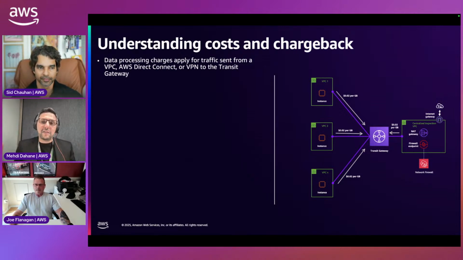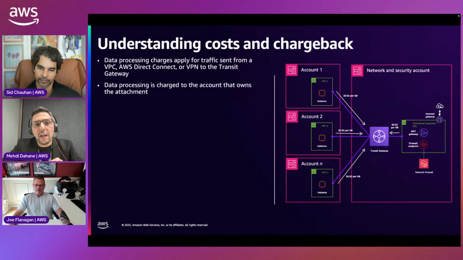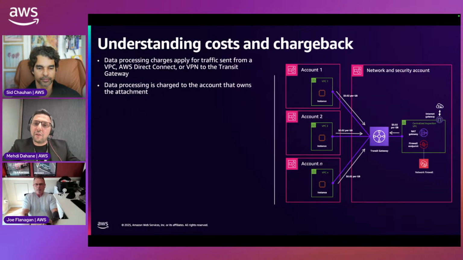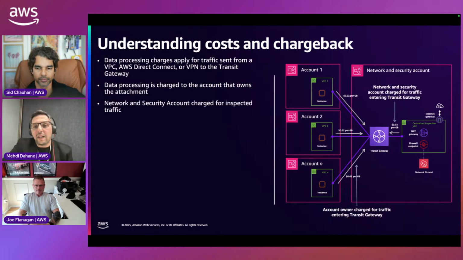So one thing you have to know is your charge for traffic coming into the Transit Gateway, right? So as traffic comes into the Transit Gateway, that's when we apply the 2 cent charge per gigabyte. And usually when we deploy it, we have application accounts on the right, and then it's the network and security accounts that would own the Transit Gateway, as well as the inspection VPC, as well as the attachment between the centralized inspection and the Transit Gateway. And then each account is charged for the attachment that they own. So in this case, your application account owners would be charged for traffic coming in.